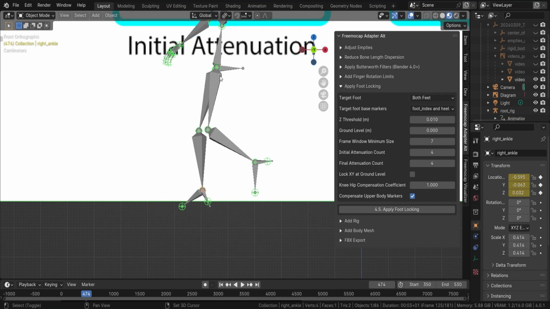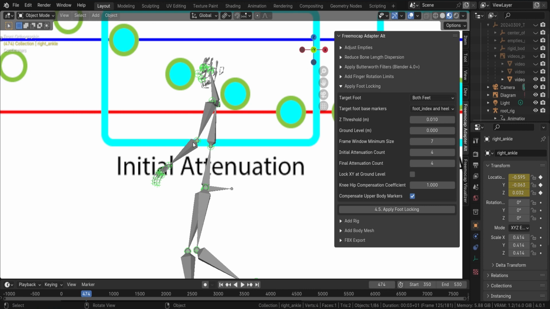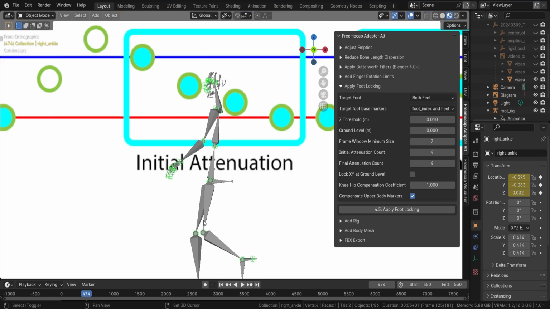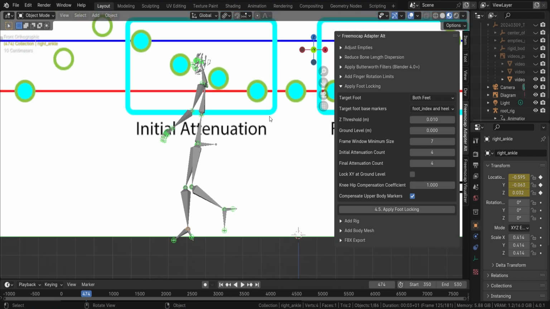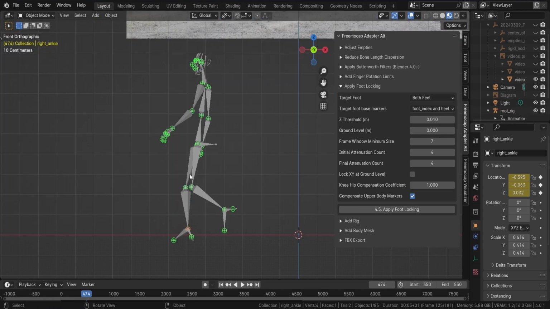And the last option is to compensate the upper body markers as well. The new hip center marker position is calculated as the average of the left and right hip's Z coordinate. Then the rest of the upper body is translated by the same delta. Let's try different options to see the results.